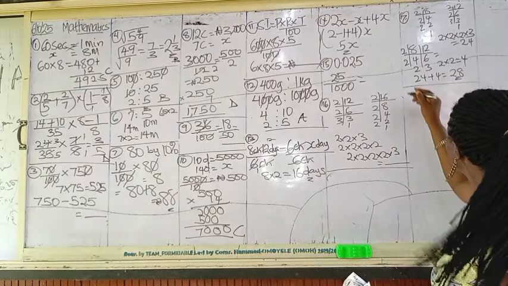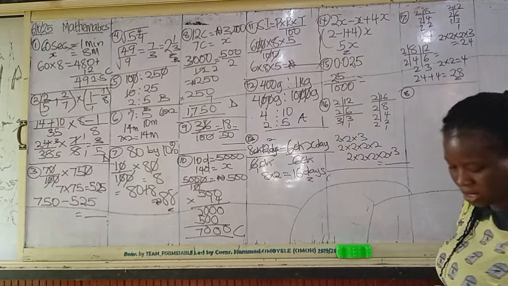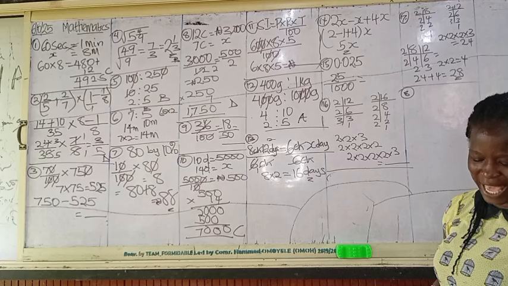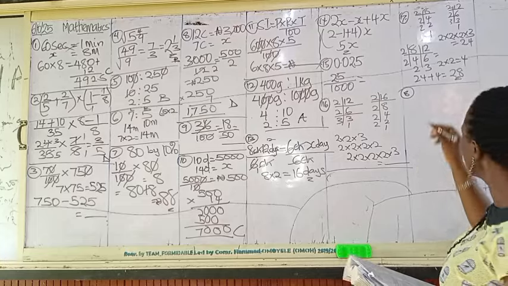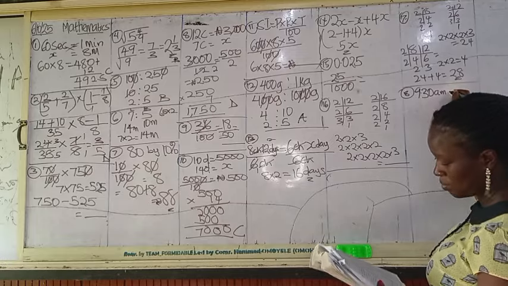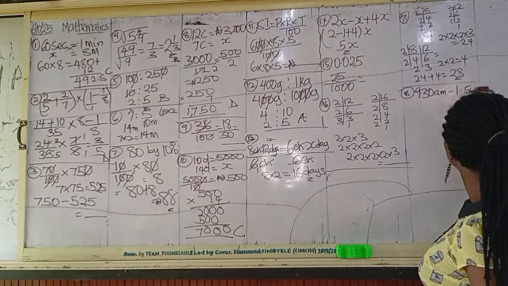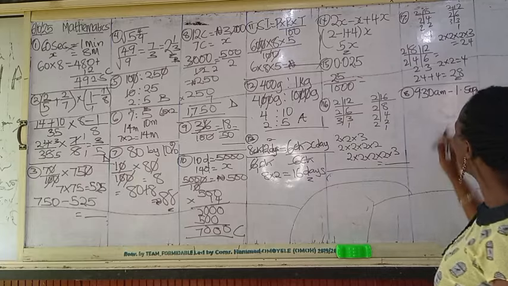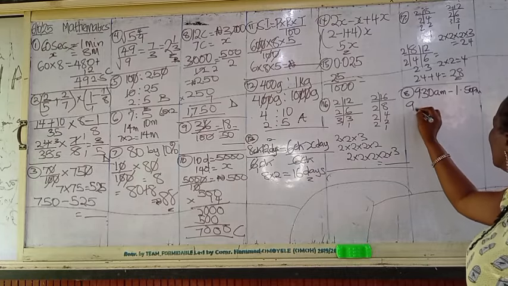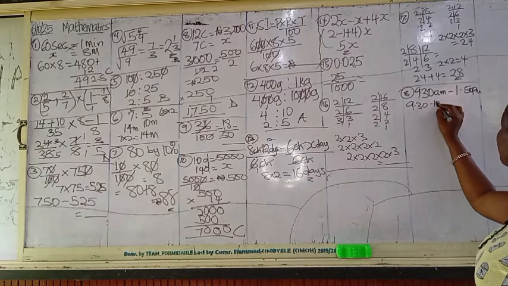So in the next question, how many hours and minutes are there between 9:30 a.m. and 1:50 p.m.? So 9:30 to 10:30, 1. Okay. 9:30 to 10:30.